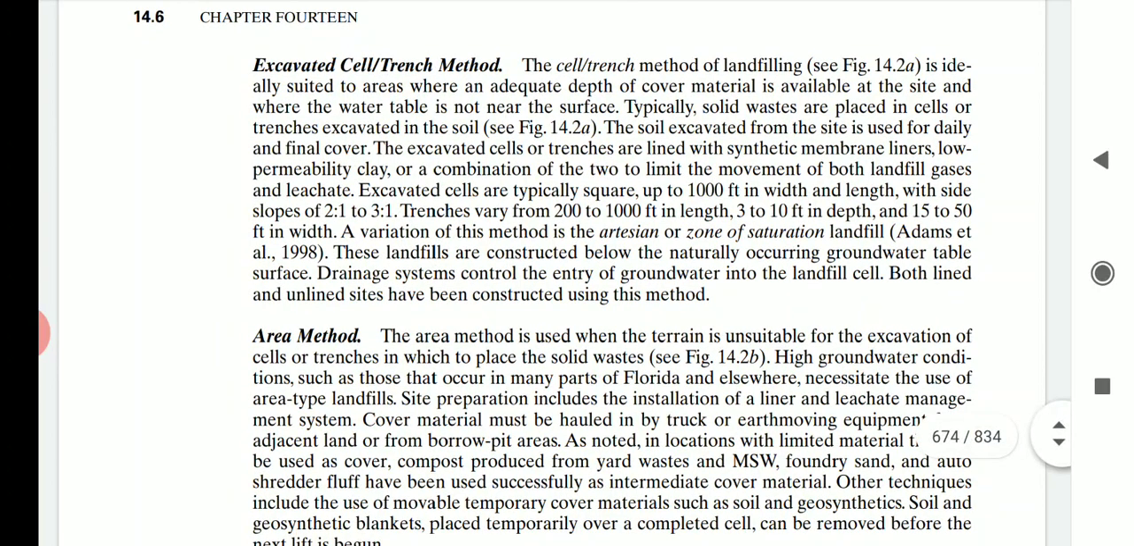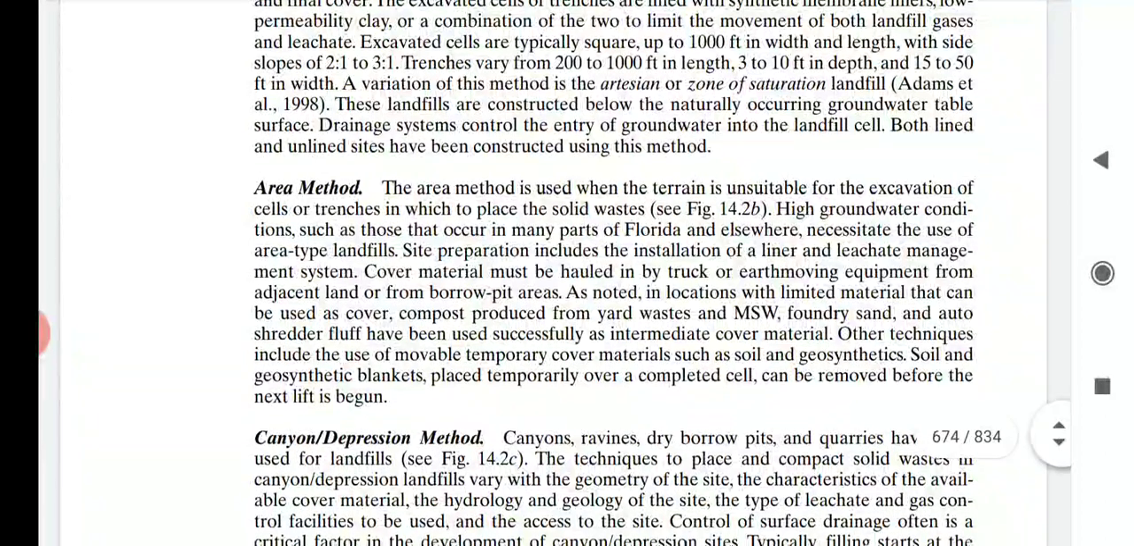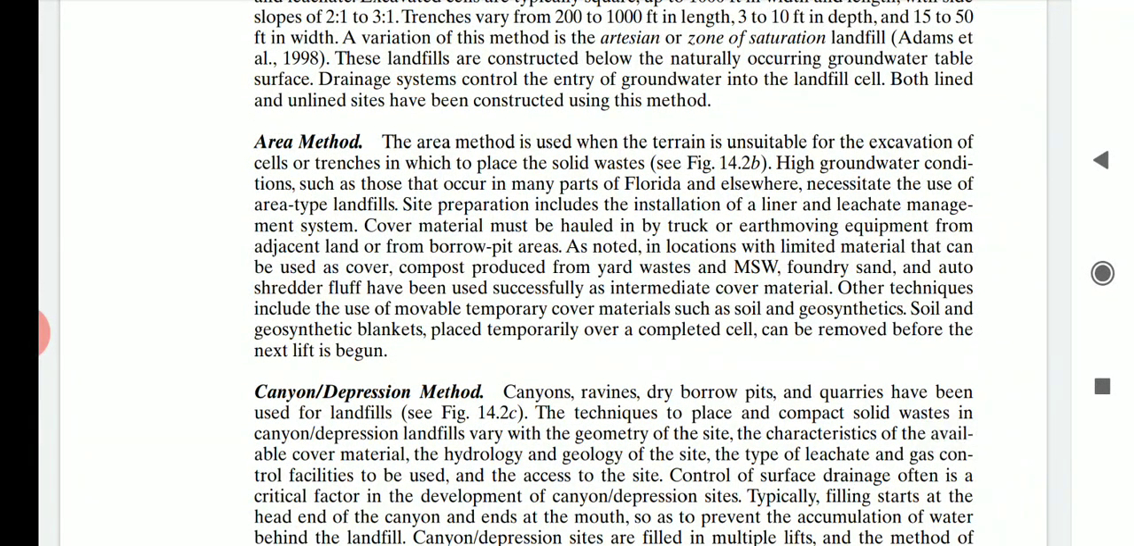So simply the earth surface is excavated and the solid waste is filled, and the soil that is produced while excavating is covered on the solid waste. And next, area method. The area method is used when the terrain is unsuitable for the excavation of cells. Some of the rocky terrain will be there, then we cannot excavate there. Then you can use that area method.